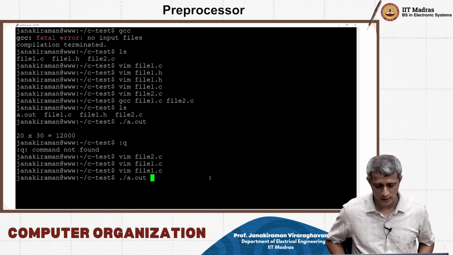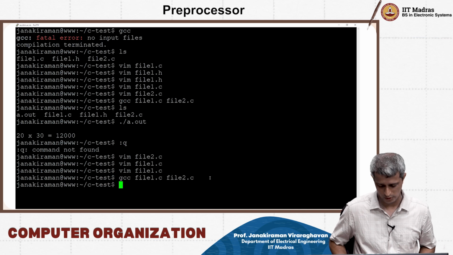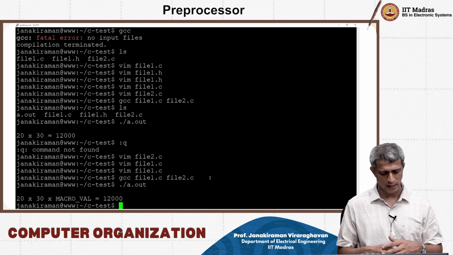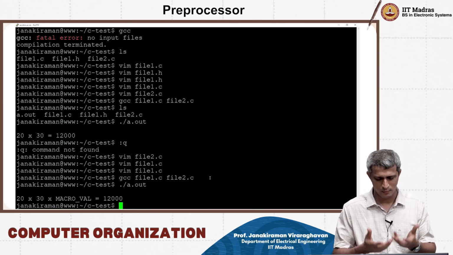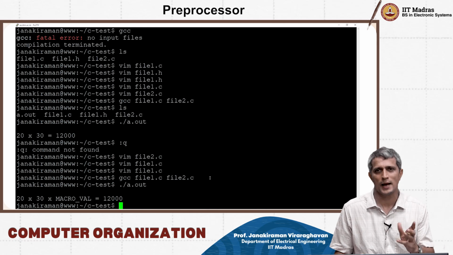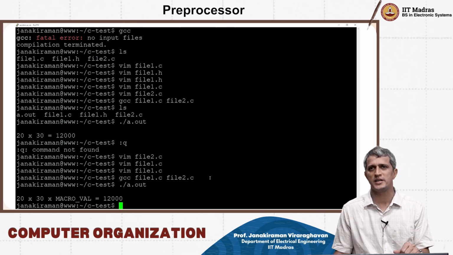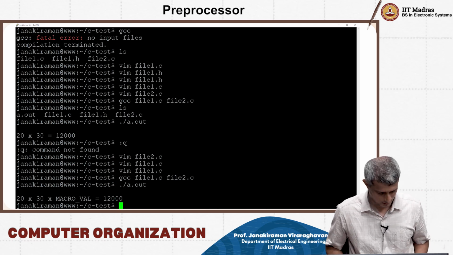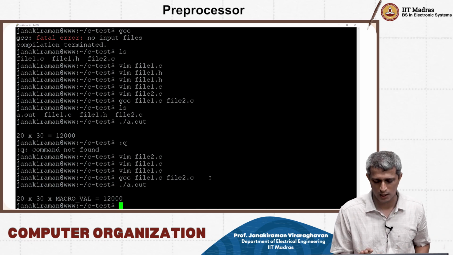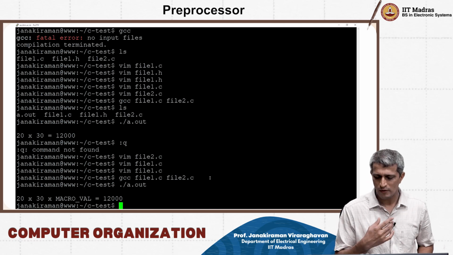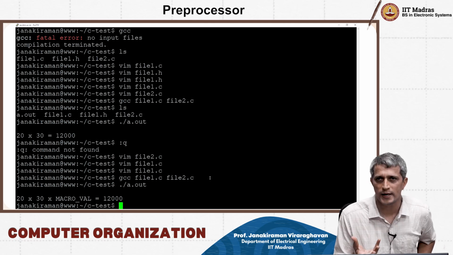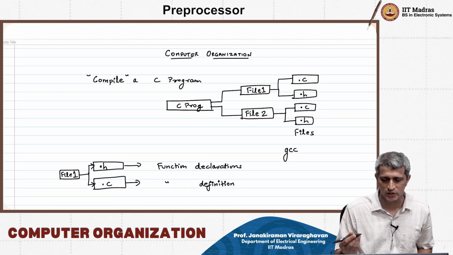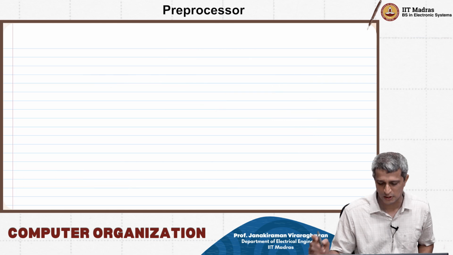Okay, so now let's see if this thing compiles again. Yeah, a.out. Yeah, so it's basically saying 20 into 30 into macro val equal to some 12,000. Okay, why? Because that macro value is also 20 and it is basically 20 into 20, 400 into 30, which is 12,000. Okay, doesn't matter. That really is not the point of this exercise. Now, when we call GCC and just gave it 2 C files, internally many other things are happening. Okay, and the purpose of this lecture is to understand that much better.